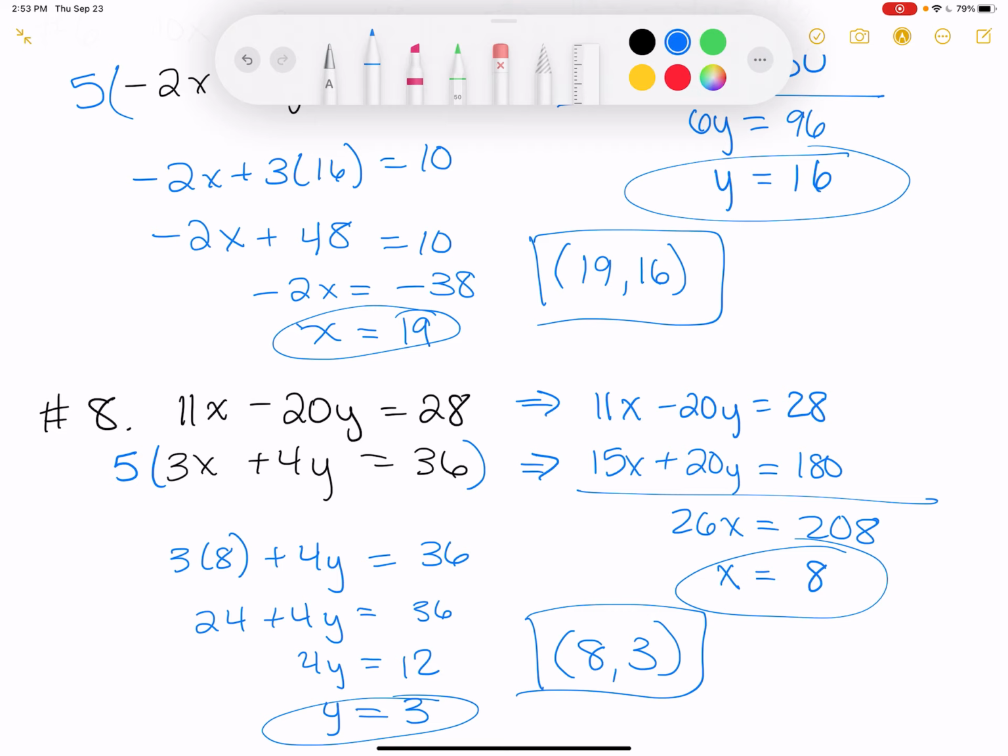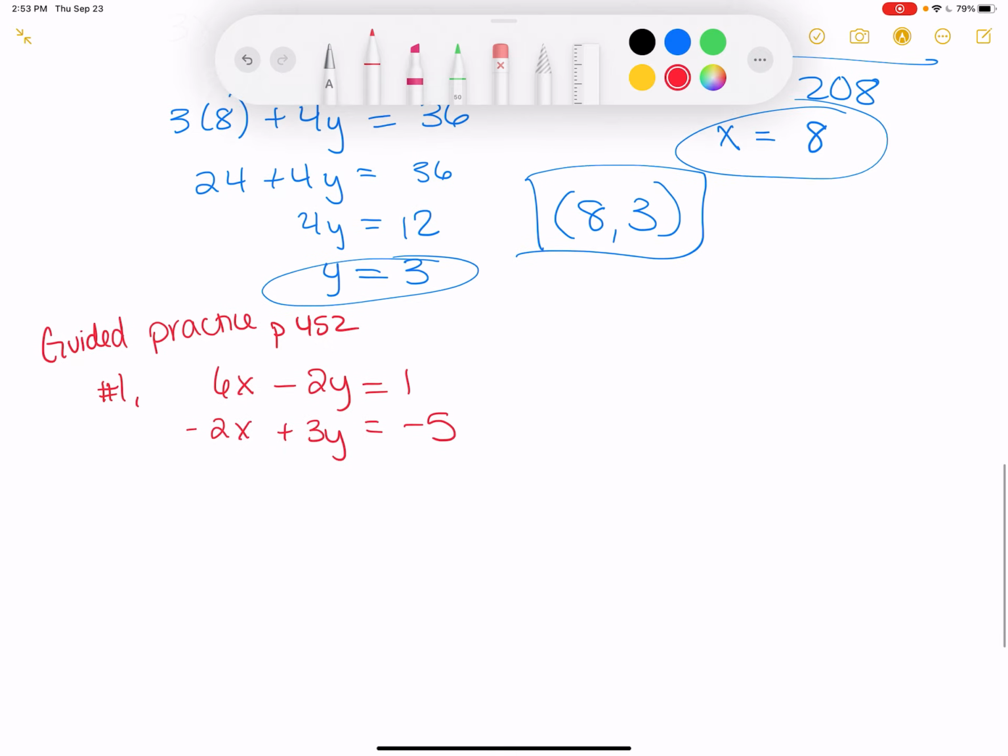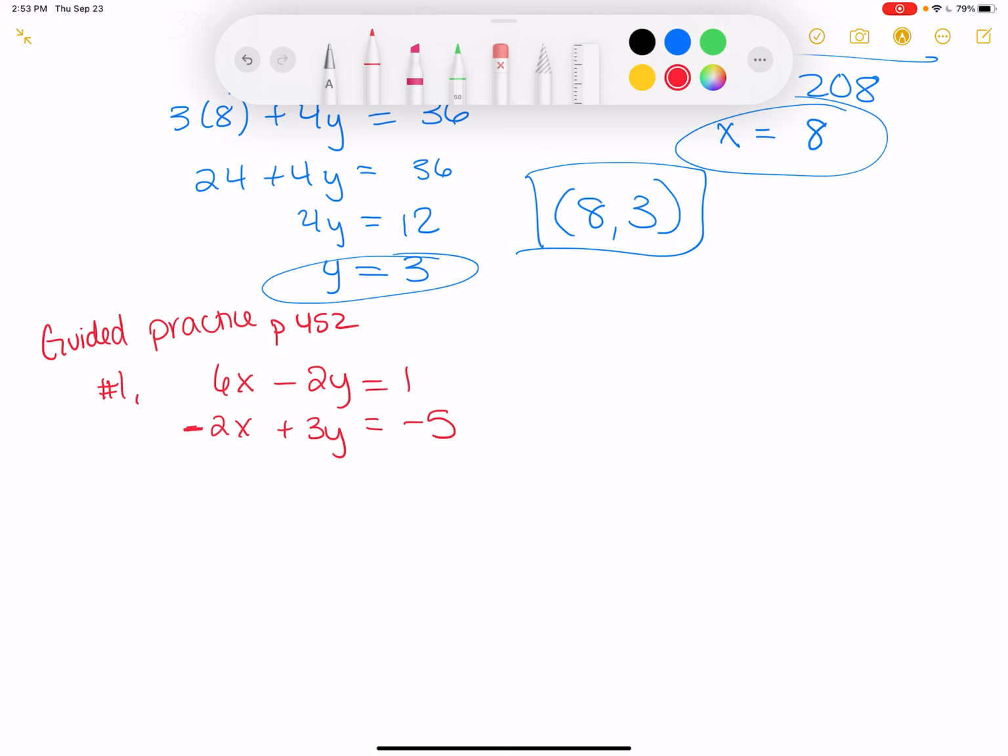Any questions about those ones? All right, I'm going to give you guys one to try. This is a guided practice problem on page 452. So, it's number 1. 6x minus 2y is equal to 1. And negative 2x plus 3y is equal to negative 5. All right, so I want you guys to try this one on your own real quick before we move on to the next kind.